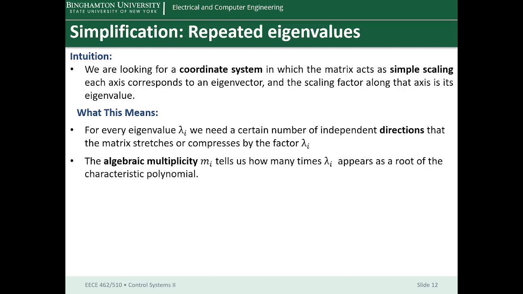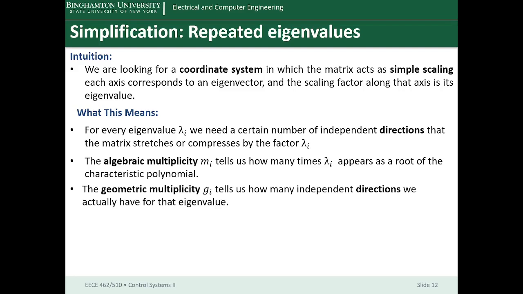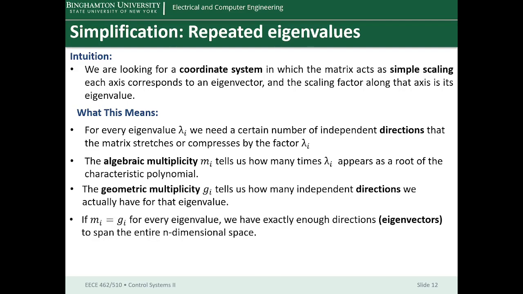The algebraic multiplicity tells us how many times a particular eigenvalue appears as a root of the characteristic polynomial, and the geometric multiplicity tells us how many independent directions we actually have for the eigenvalue. That is, how many independent eigenvectors exist in the null space of lambda times I minus M. When these two numbers are equal, everything works beautifully. We have just enough independent eigenvectors to span the entire n-dimensional space, and the matrix can be fully diagonalized.